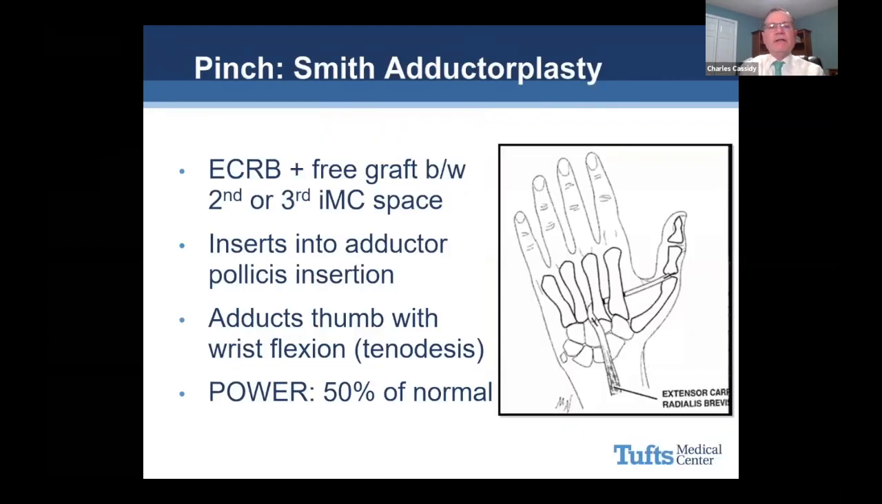Marco had mentioned one type of adductoplasty. This is the Smith adductoplasty. So it's an ECRB with a free graft. Again, you need a free graft for these through the second or third intermetacarpal space, and it inserts into the adductor insertion. And it adducts the thumb with wrist flexion, as Marco alluded to. It's a little bit counterintuitive, but it gets tighter as you flex the wrist down. And it's been shown to provide about 50% of normal pinch.